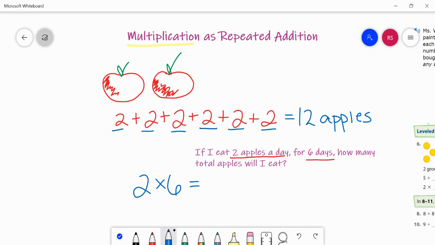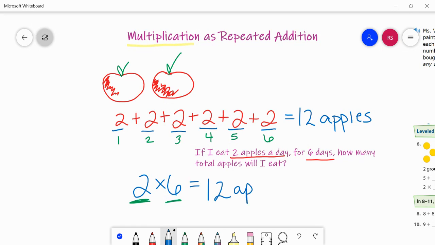Let's count together. We added the number 2, 1, 2, 3, 4, 5, 6 times. So let's just take the number 2 and multiply it by 6. I know that 2 times 6 is equal to 12.